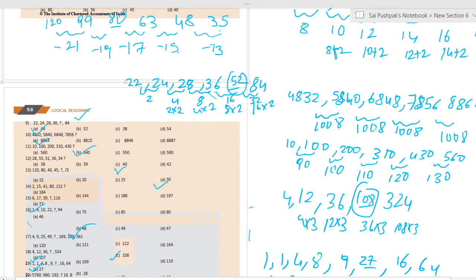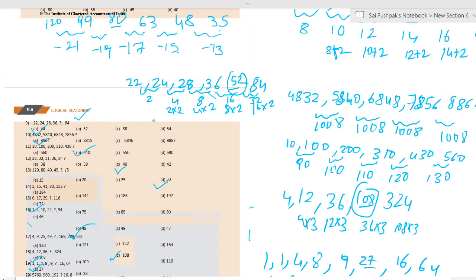Next question, ninth one. Ninth one also I have solved it here. 22, 24, 28, 36. Difference between 22 and 24 is 2. 24 and 28 is 4. 28 and 36 is 8. 36 and 52 is 16. Okay. You see, the difference is multiplying here. 2 into 2, 4. And 4 into 2 is 8. 8 into 2 is 16. So 36 plus 16 will be 52.